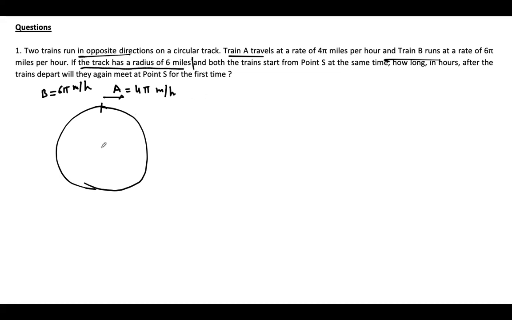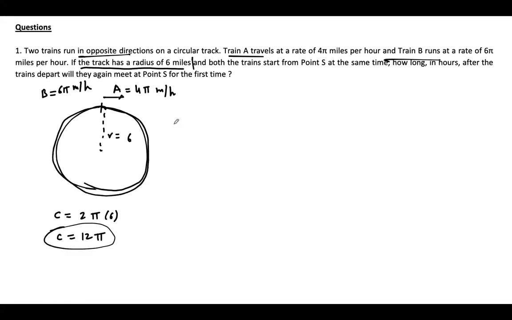Okay, stop right there. If radius information is there, can you find the length of this track? Yes, circumference formula, which is 2 pi r. 2 pi 6, 12 pi. So 12 pi miles is the distance. And both the trains start from point S at the same time, from the same point.